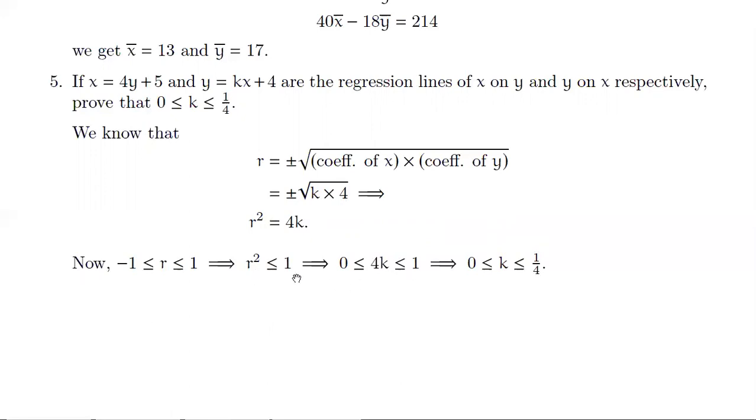Actually 4k is less than or equal to 1, but since you have to prove that k is in between 0 and 1 by 4 here, we also consider 0. This is true anyway. 0 is less than or equal to 4k and less than or equal to 1. So if you solve it, that is, if you divide this equation by 4, we get k in between 0 and 1 by 4, which is the required thing here.